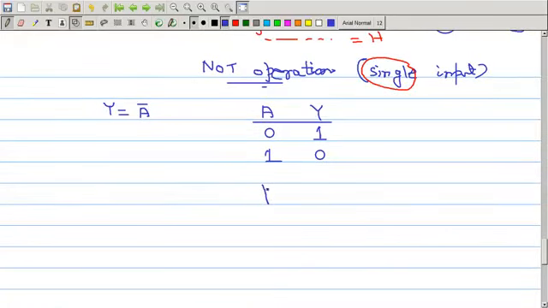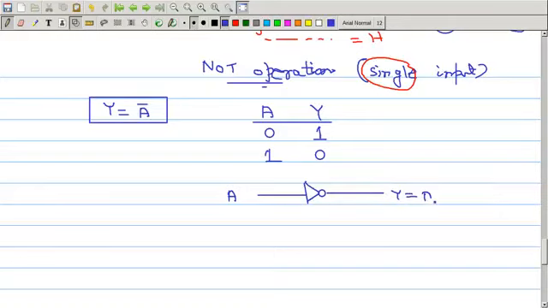So you see that, okay, the logic expression I have already written over here. It is Y equals A complement. That is the logic statement for this NOT gate, and this is the symbol of the NOT gate. The bubble in front, in digital electronics, actually means complement. So whatever you write, that will be complemented if you put a bubble in front of it, right?